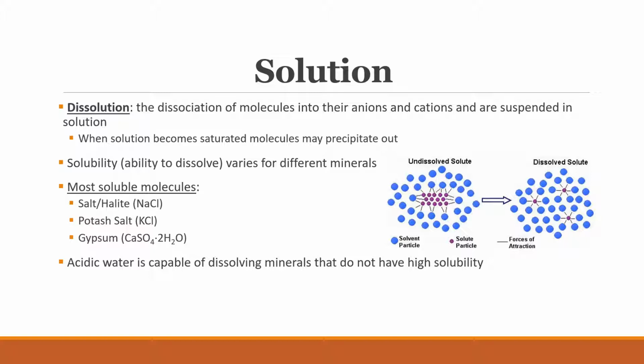So these are the most soluble minerals. They don't require acidic water to dissolve. They'll dissolve in neutral water as well. But acidic water is capable of dissolving minerals that do not have a high solubility. And so acid rain can really contribute to high rates of dissolution in rock bodies that wouldn't typically dissolve easily.